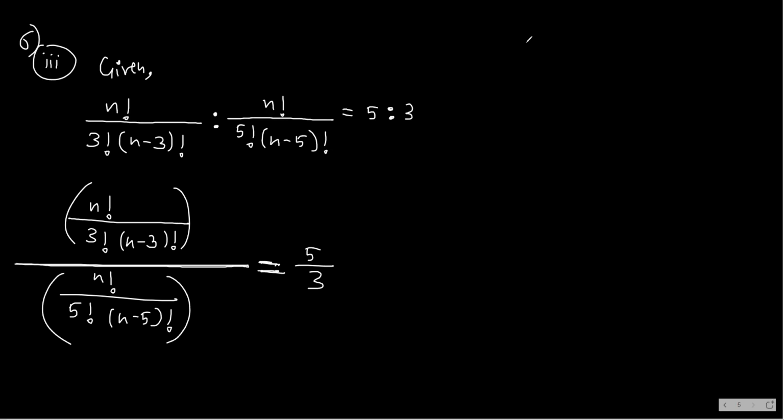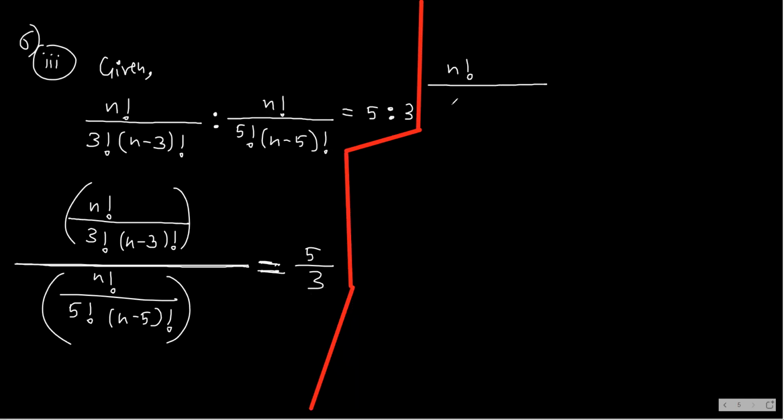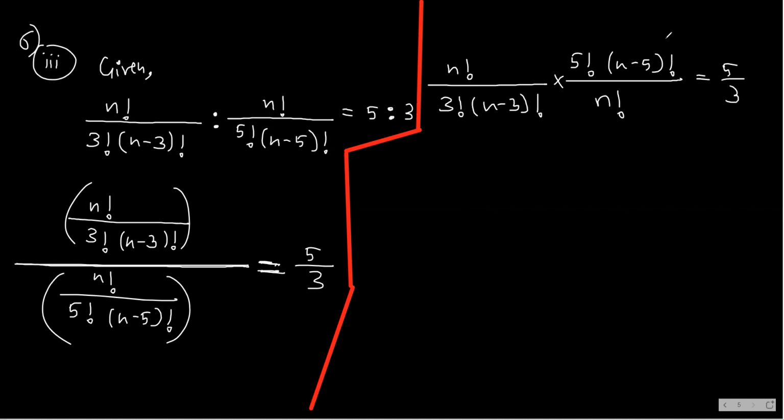In the next step, I get n factorial upon 3 factorial into n minus 3 factorial, multiplied by the reciprocal of this, that is 5 factorial into n minus 5 factorial, and down here n factorial, equals to 5 upon 3. The first thing that we'll do is cancel n factorial.